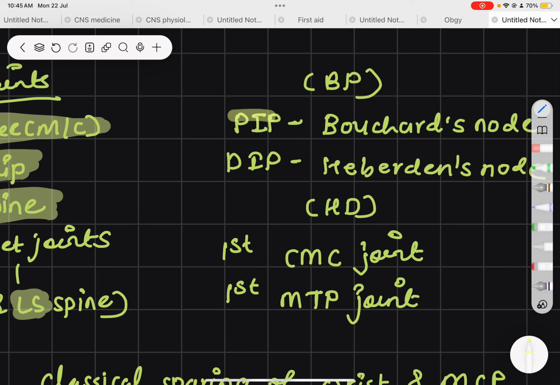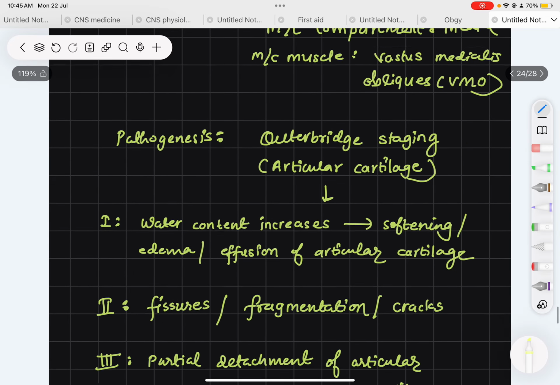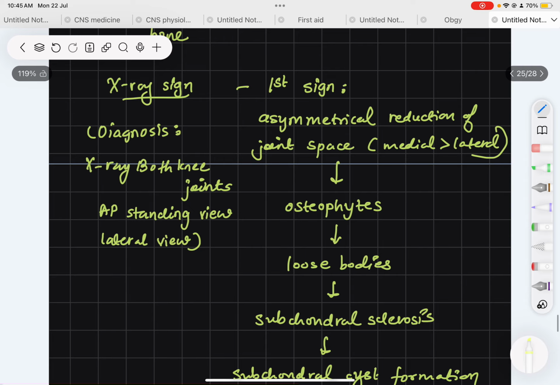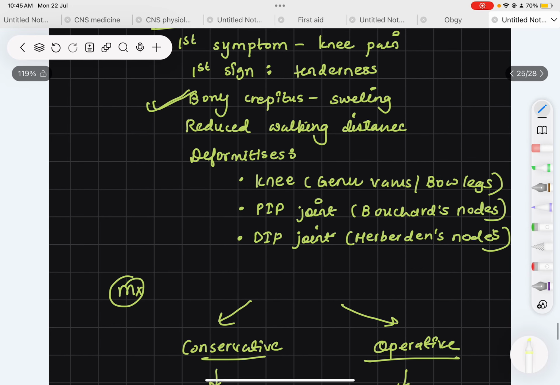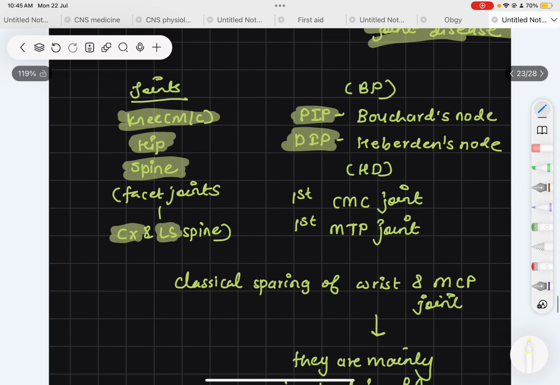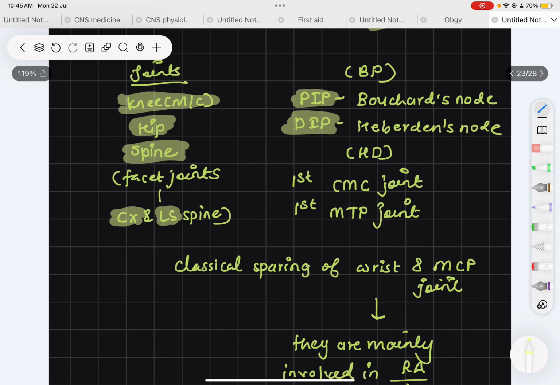Now in the fingers, mainly the PIP and DIP joints are going to be affected, and the deformities are called Bouchard's node and Heberden's node. You can remember it like this: Bouchard's node is in the proximal interphalangeal joint, BP, and Heberden's node is in the distal interphalangeal joint, that is known as HD.